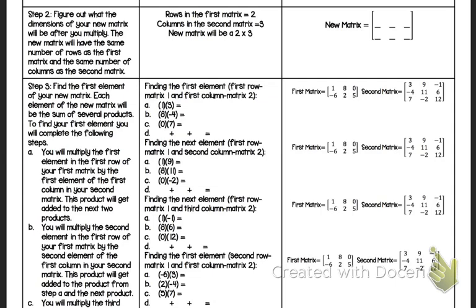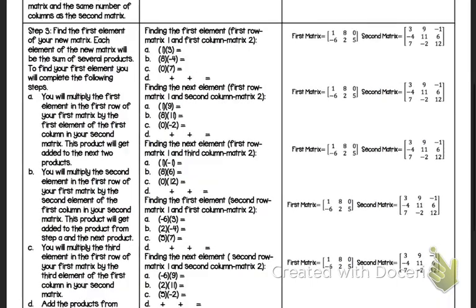Okay, so each element of the new matrix will be the sum of several products. To find your first element, you will complete the following steps. You will multiply the first element in the first row of your first matrix by the first element of the first row in your second matrix. This product will get added to the next 2 products. Okay, so you can go ahead and read these steps if you would like.